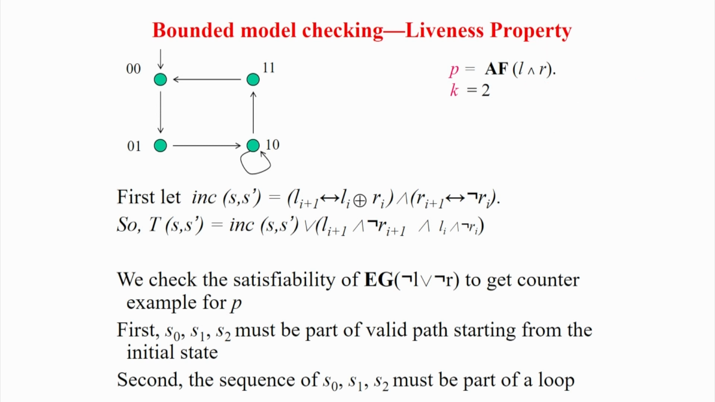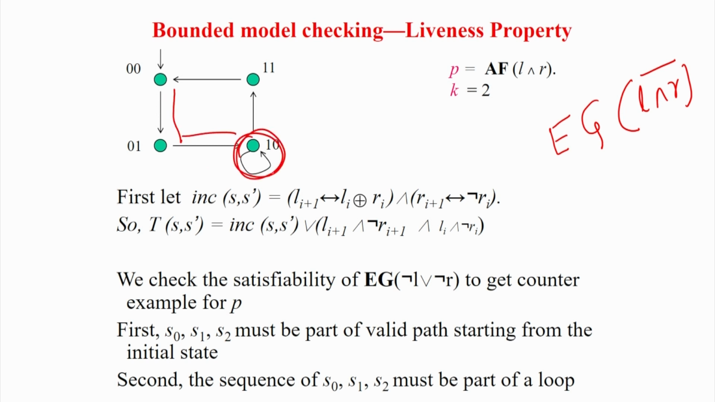So now, fine, done. How will you solve it? I told you that we will have to take: there exists a path where globally L and R negate. That means there should be a path where in all states 1, 1 is false. Of course it is there, because you can go over here, and there is a loop.